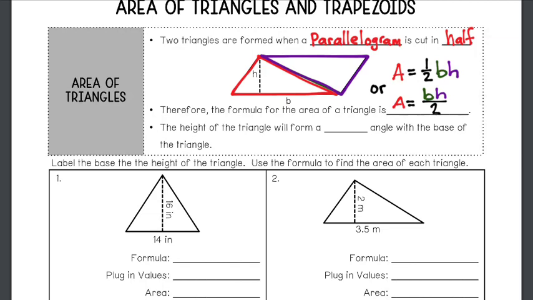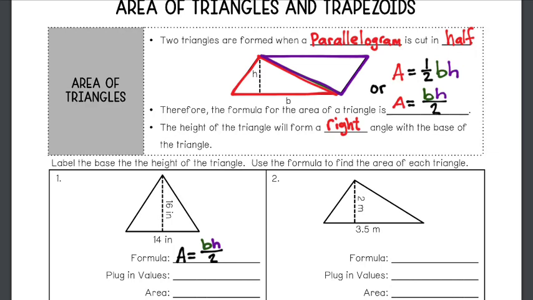Okay, so with that information, it says the height of the triangle will form a right angle to the base. So this dotted line for height has to be a right angle, or perpendicular, to the base.